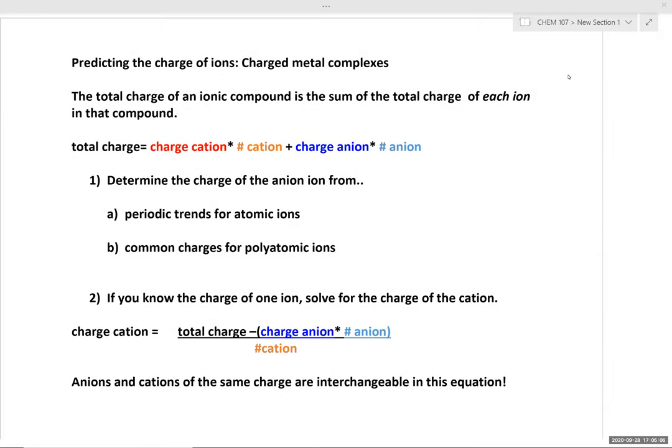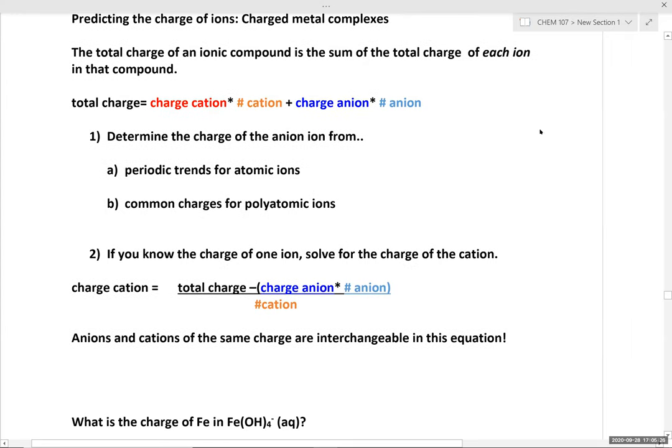Okay, so last class session we discussed how to calculate and predict the charge of an ion in an ionic compound. Now, there are two major methods. We can use the formula method, where we solve for the charge of our cation by taking the total charge minus the charge of our anion times the number of anions over the number of cations. This equation relies on the central principle that the total charge of an ionic compound is the sum of the total charge of each ion in that compound.